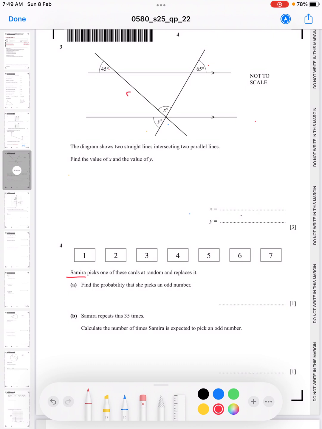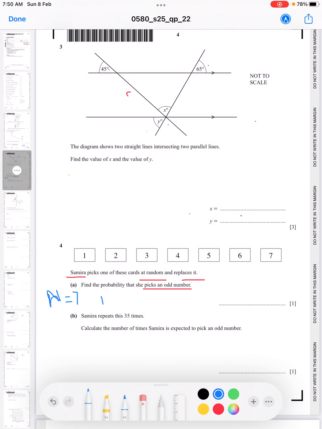Saima picks one of these cards at random and replaces it. Find the probability that she picked an odd number. So basically here we have a number from 1 to 7 and we need the probability of odd numbers. So let's count the total number of outcomes. The total number of outcomes, or capital N, is basically 7, right?